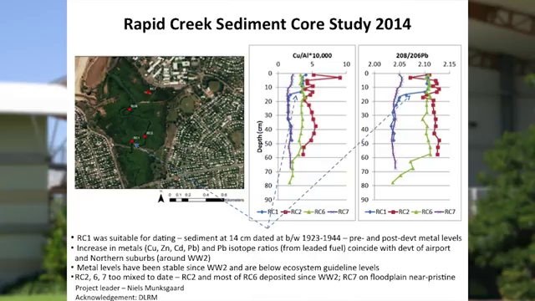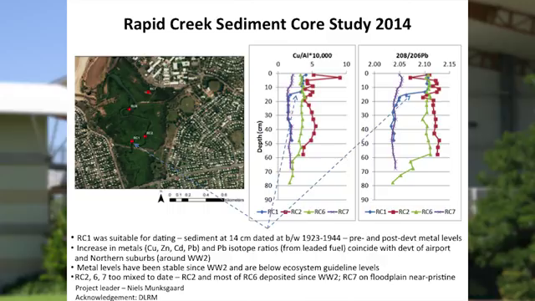So in this study, 4 sediment cores were taken along Rapid Creek, 3 along the creek itself. Can you see the mouse there? Yeah. And 1 in the floodplain. And these cores were analysed for metals, for lead isotopes, and also for dating.